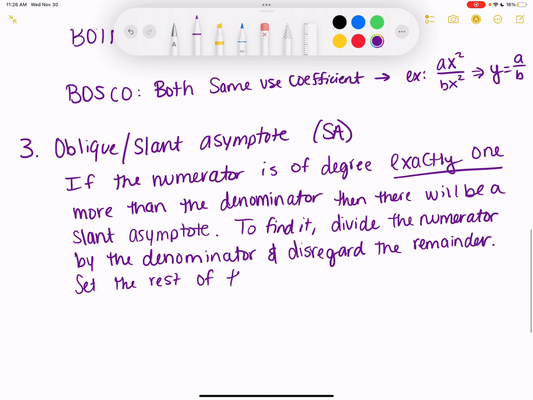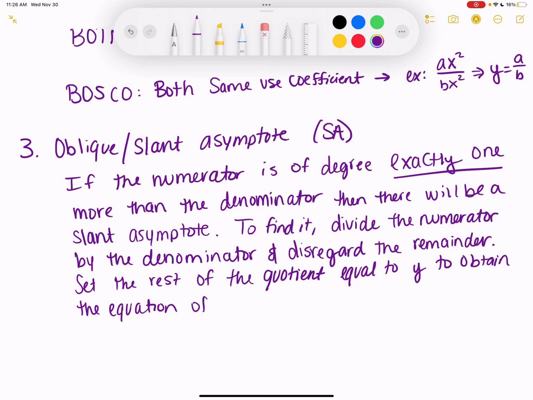Set the rest of the quotient equal to y to obtain the equation of the asymptote.